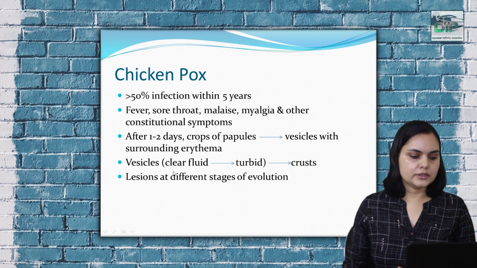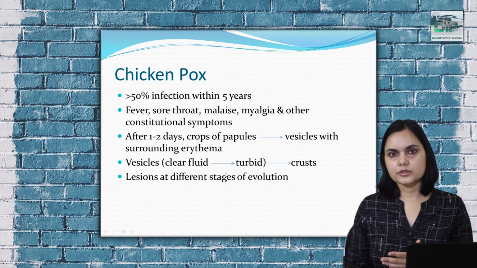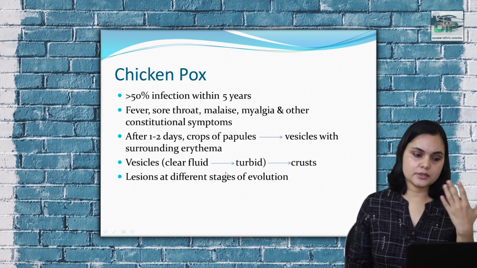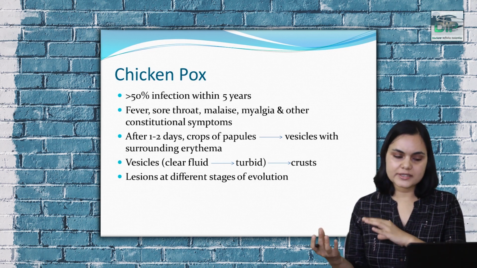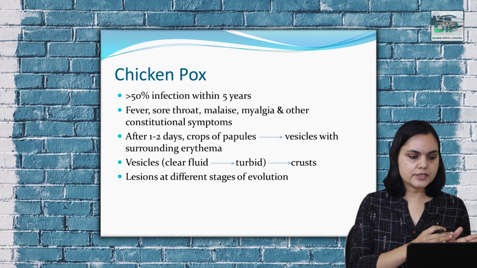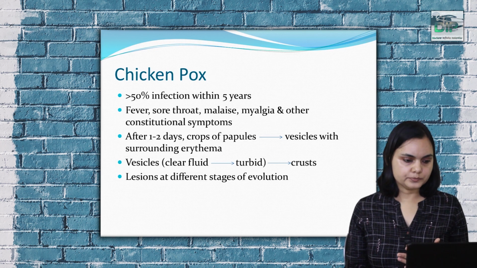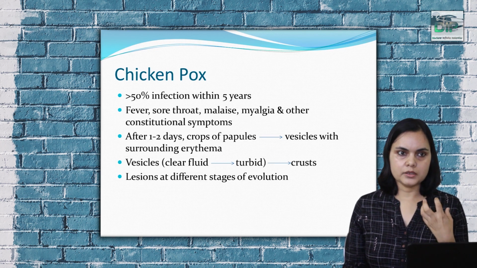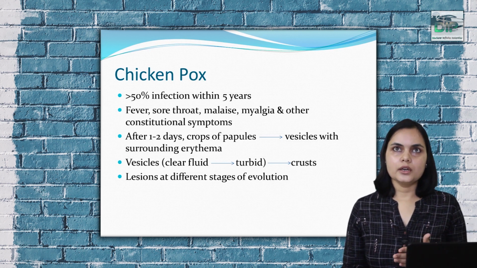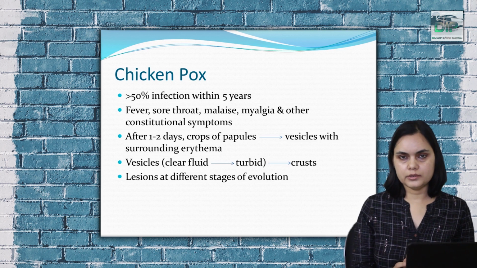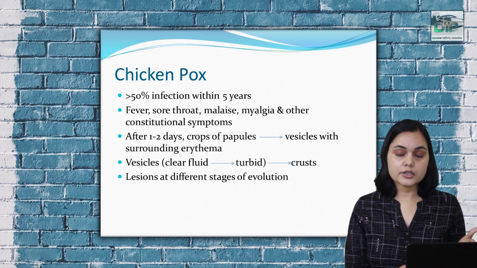The important feature here is that in the same individual we can appreciate all types of lesions in different stages of evolution. Some will be in the papular stage, some will be newly arising vesicles, some are vesicles with turbid fluid, and sometimes some are in the crusting stage. This is one of the common clues to diagnose the condition. I want to emphasize this because there are other viral infections which can mimic chickenpox with vesiculobullous eruption.